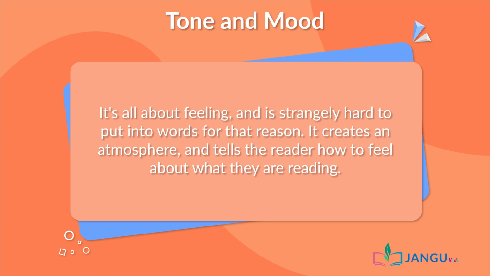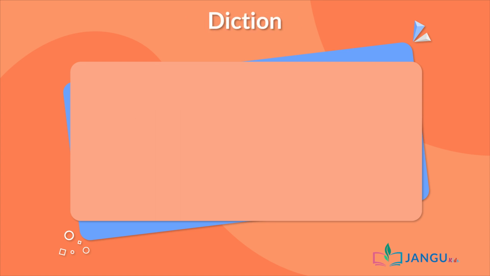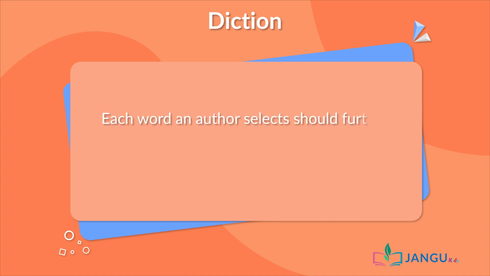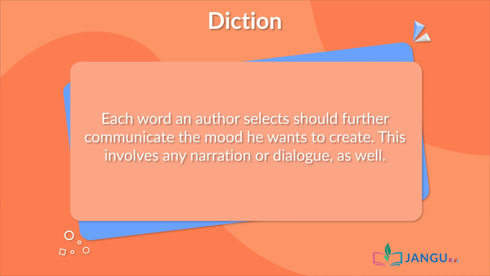The next one we have is diction. Diction refers to the linguistic choices made by a writer to convey an idea or point of view or tell a story in an effective way. Diction is perhaps the key player of creating mood. Each word an author selects should further communicate the mood he wants to create.